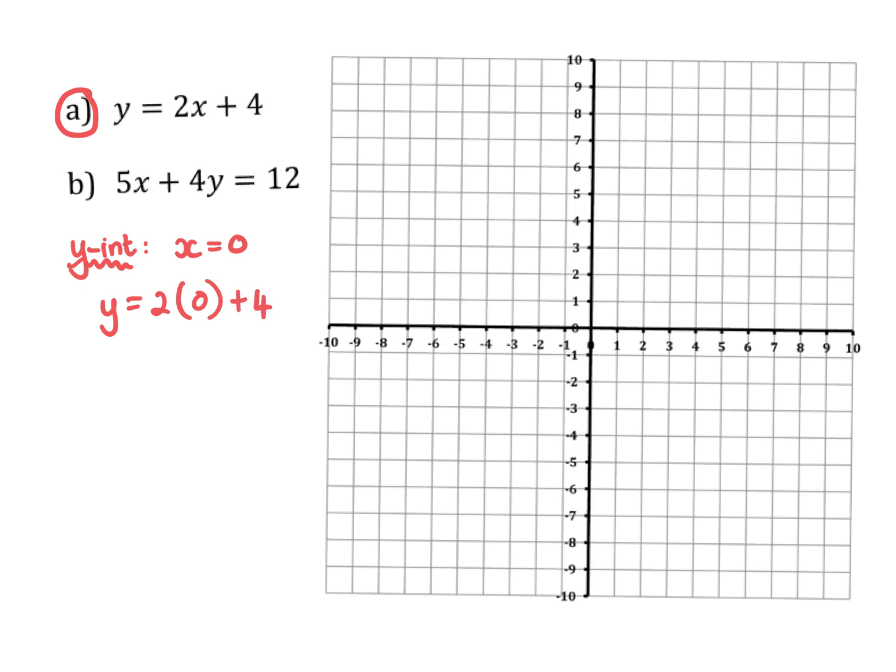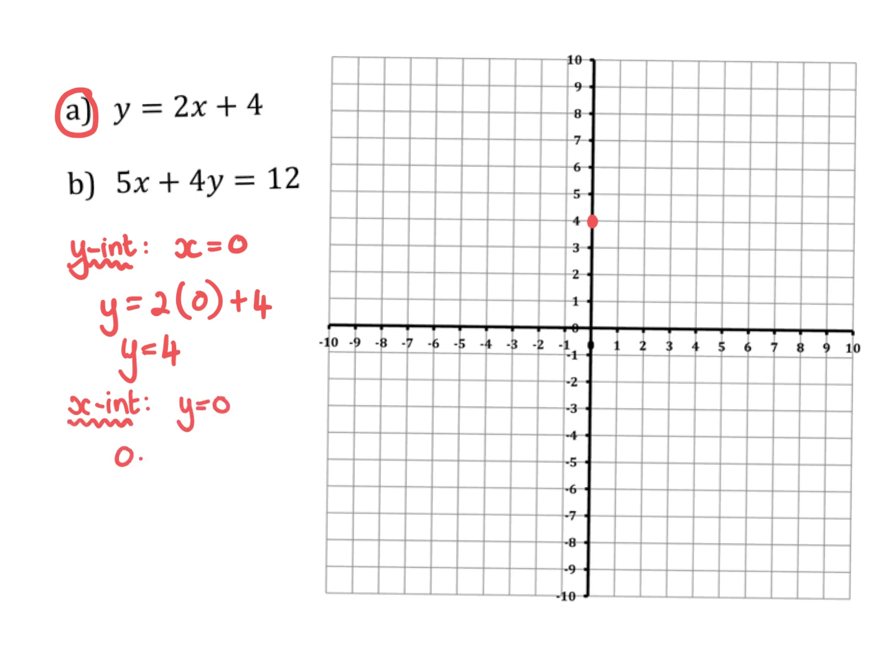Just like with patterns where you could substitute any number into n, we are doing the same here in order to find a value. So if you understand substitution, this should be really easy for you. Okay, so back to our calculation. 2 times 0 plus 4, and that gives me a y value of 4. And I can go and make that dot on my graph because that is my y-intercept. Now let's calculate my x-intercept, and this is where y equals 0.